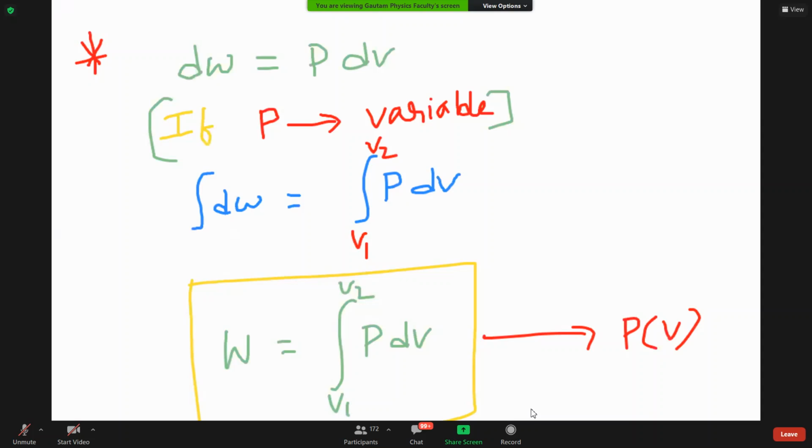For the objective point of view, it is important. So simply integrate from initial volume V1 to final volume V2. dW is equal to P dV, integrating on both sides. Integral dW means total work. P is variable with respect to volume. P is not constant.